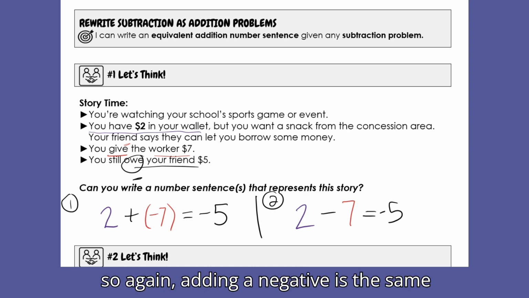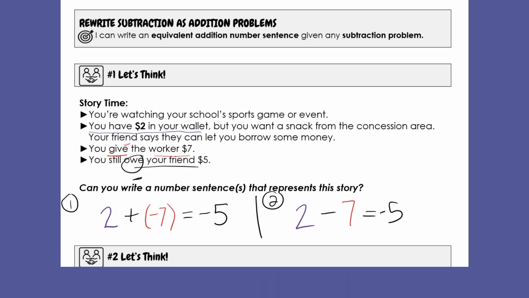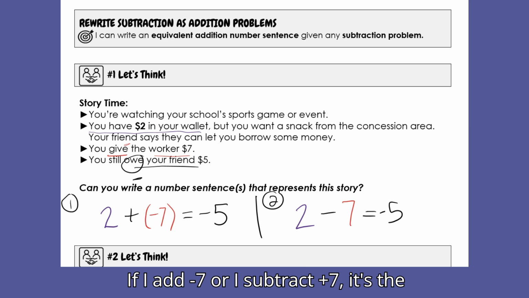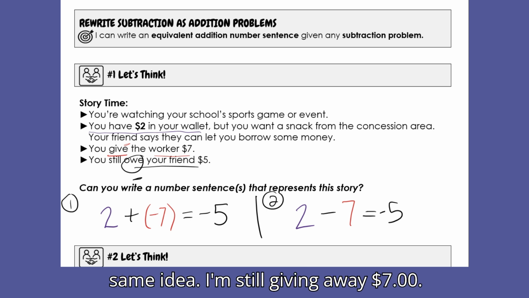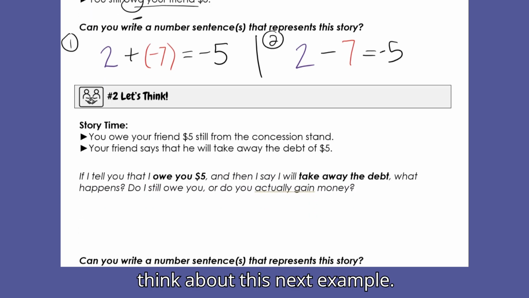Again, adding a negative is the same thing as subtracting a positive number. If I add -7 or I subtract +7, it's the same idea. I'm still giving away $7. So let's think about this next example.